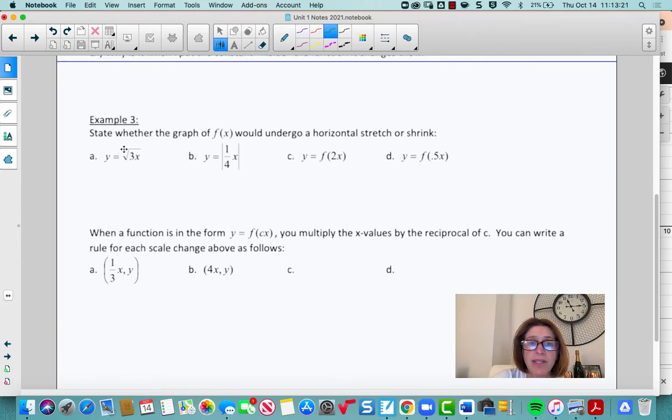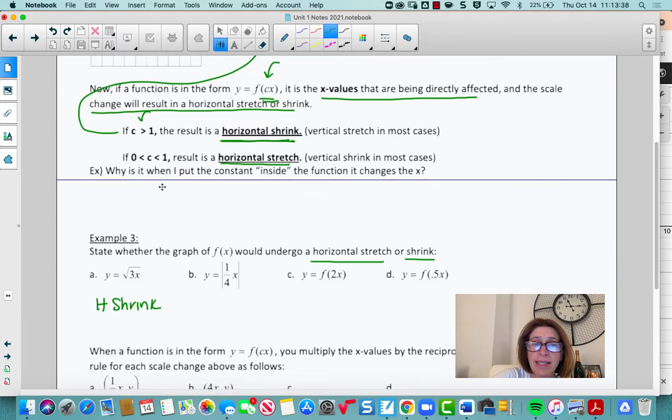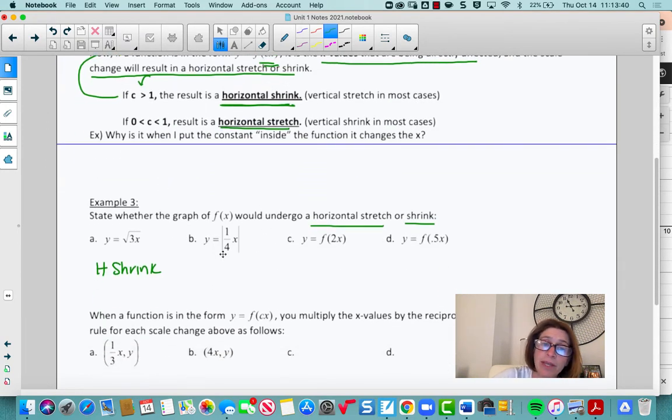State whether it's a horizontal stretch or shrink. And remember, it's the opposite of what we would think it is. Here we've got the square root of 3x, the 3 is inside. This would be a horizontal shrink. Again, it's going to feel like the opposite. y equals 1/4 x. My c value is between 0 and 1. That's going to be a horizontal stretch.